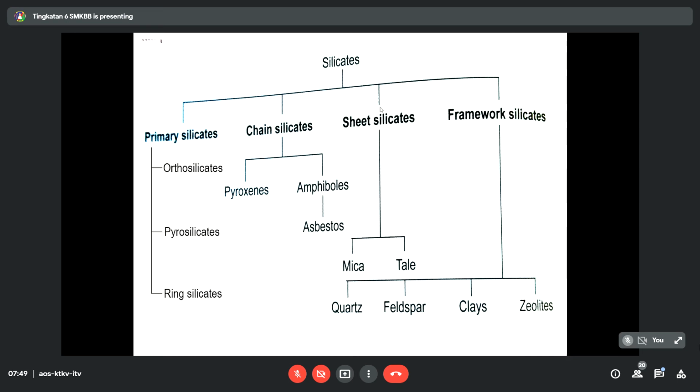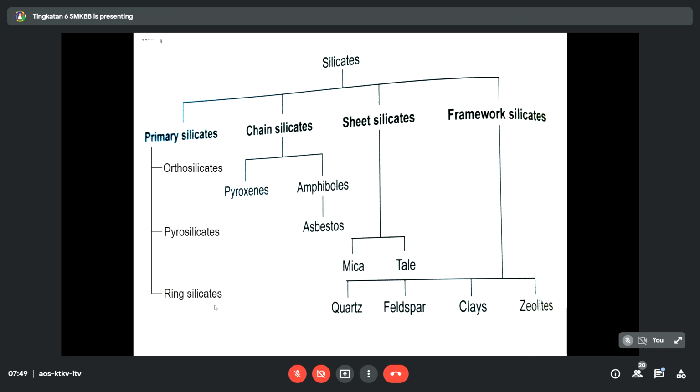And then you get sheets. The examples will be mica and talc. Sorry, this one I think is a wrong spelling. Talc is T-A-L-C, talcum. And then framework, normally we're talking about these 4. They are in a 3D structure. Out of all this, quartz and feldspar are rocks. Clays are materials used to make ceramic. Zeolites act as a catalyst, which we're going to study later on.